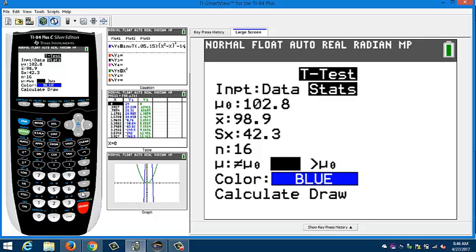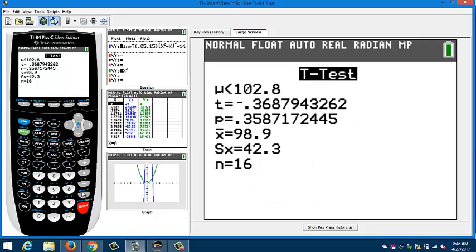Color blue? I don't care about the color, because I'm not going to draw it. I want to calculate it. Maybe we'll try draw later and see what it does. All right, check that out. It gave me the t-value. What's the next thing? Yeah, now it says little p. It should be the big P value. Don't confuse that, right? It gave me x bar and s and n.